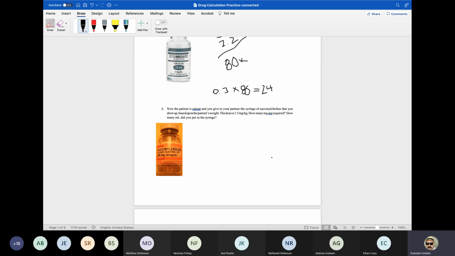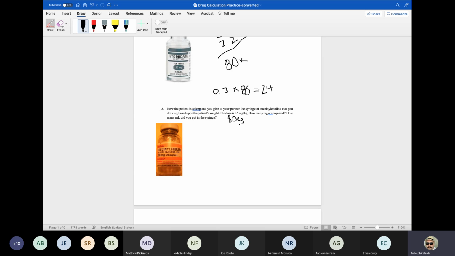All right, so let's talk about this one. Remember that patient weighs 80 kilos. So the patient is now asleep. We've sedated him. You give to your partner the syringe of succinylcholine, which is what kind of medication? So let's do this. Depolarizing. Depolarizing paralytic, right? Okay.